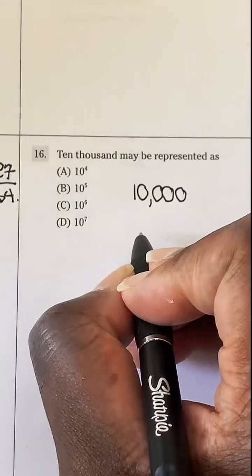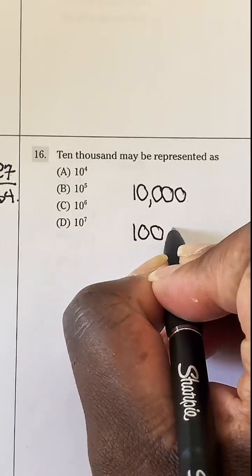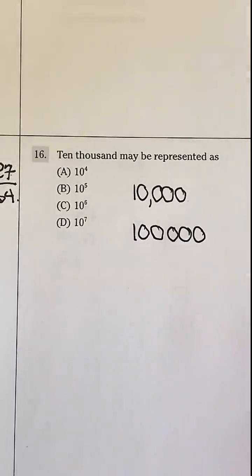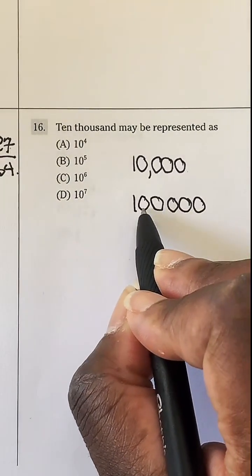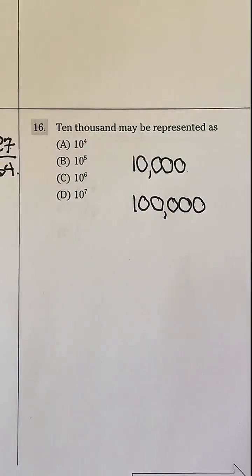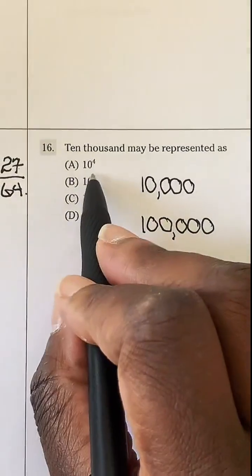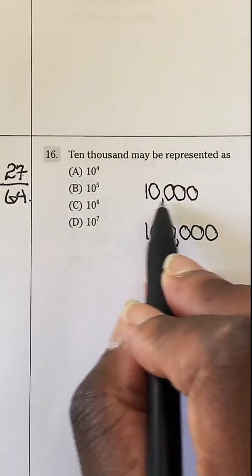10 to the 5th power means I will have 1, 2, 3, 4, 5 zeros. And just like someone said, that's 100,000, okay? When it comes to 10 raised to the 4th power, that is going to be our 10,000.